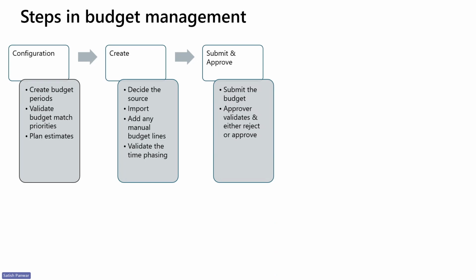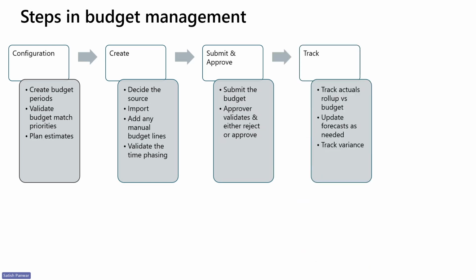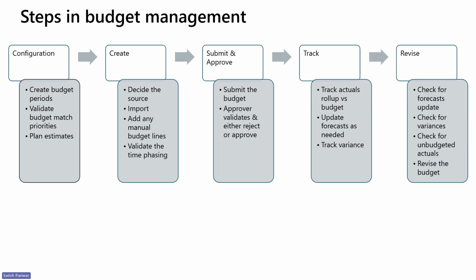The project budget needs to be submitted for approval. And once the approver validates the budget and approves it, it is available for tracking. In the tracking mode, all the actuals which are created in the projects periodically get matched against the budget lines and also the budget line details. And the actuals will be updated, and you can track if there is any variance with respect to budget versus actual. If you find a variance, you can update the forecast.